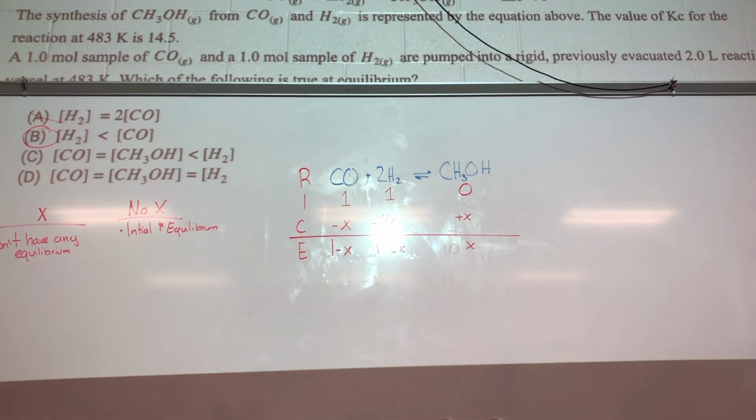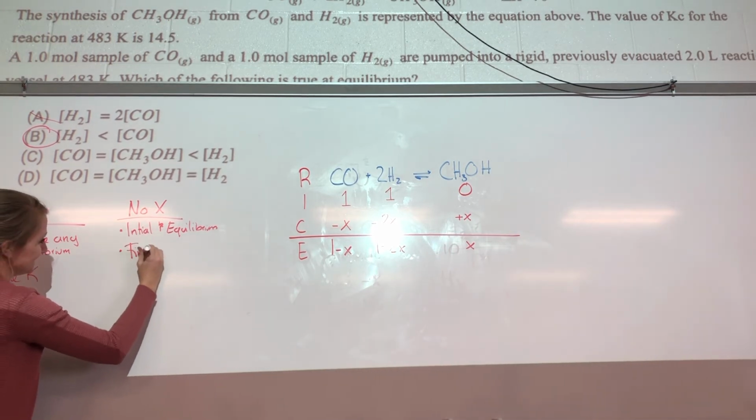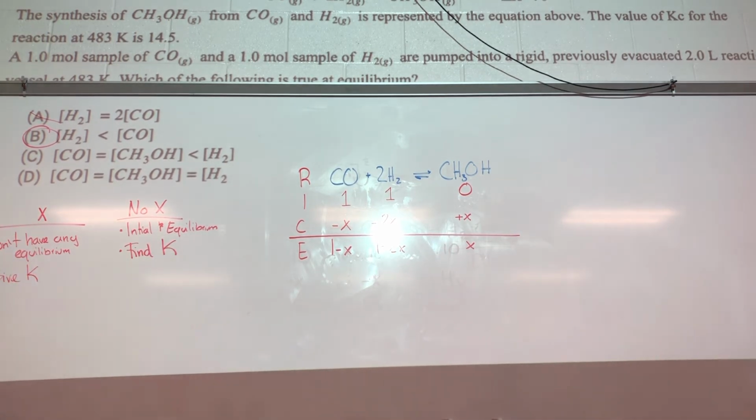Other connections of when and when not to? It would have an X when it would state the final equilibrium, but if it didn't have an X, it would tell us to find them. Good. If it gives you K, you're probably going to use X's. If you're finding K, don't use X's.